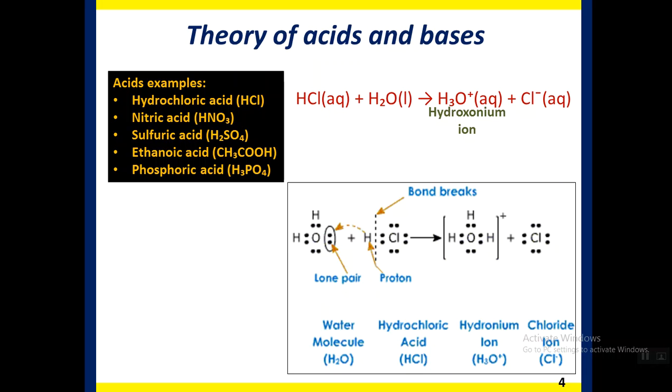So in this situation, the bond between hydrogen and chlorine in the hydrochloric acid molecule gets broken, and the hydrogen atom becomes a proton and gets attached to the lone pair of oxygen in the water molecule. So as products you can see the hydroxonium ion H3O plus and the chloride ion.